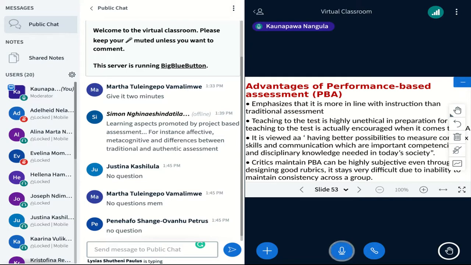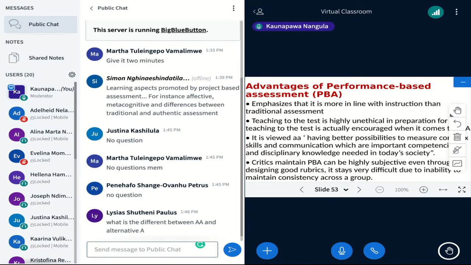And performance-based assessment is viewed as having a better possibility to measure complex skills, all right, and communication, which are important competencies and disciplinary knowledge needed in today's society, all right. In short, performance-based assessments are better suited to measure the attainment.